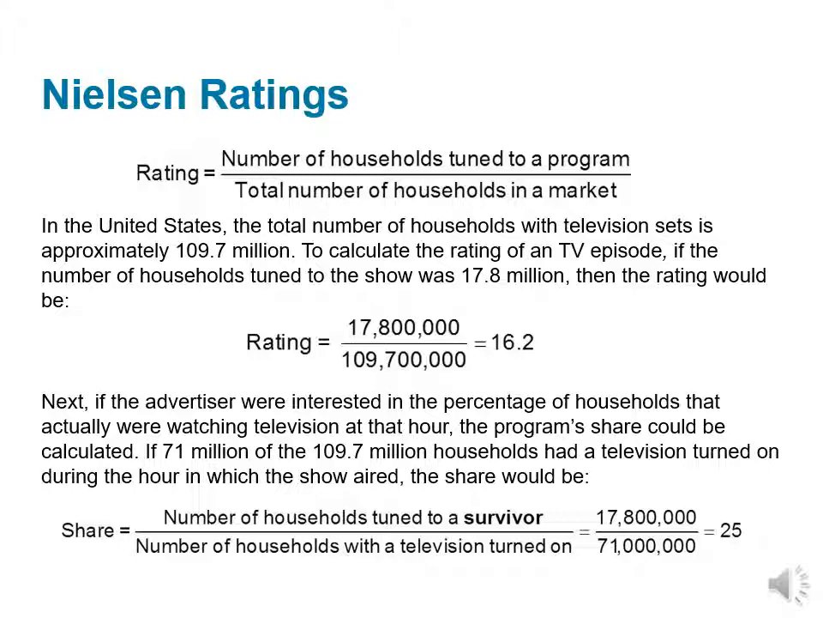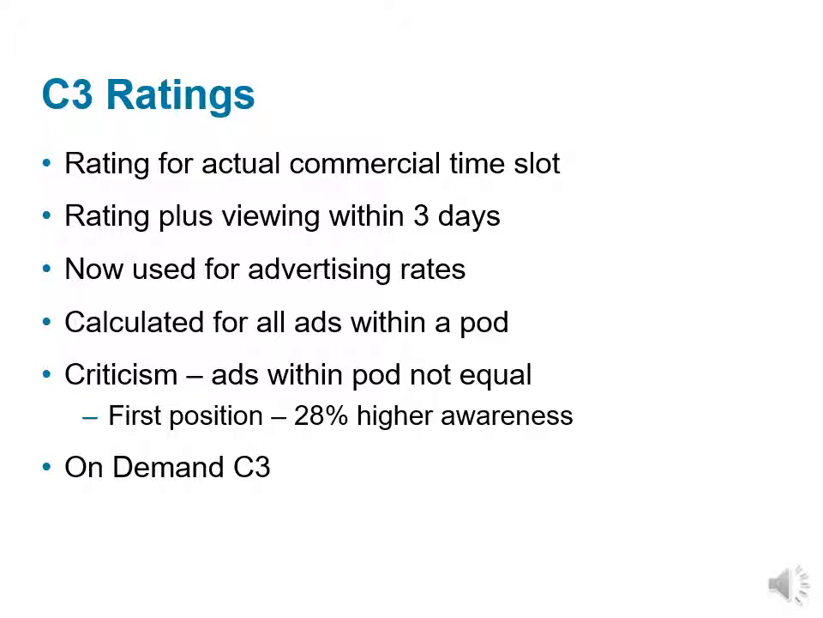The ratings are calculated by dividing the number of households watching a program by the total number of households, which in the US is now about 109.7 million. The share is the number of households watching the program divided by the number of households with a TV turned on. The commercial C3 rating is for actual commercial time plus any viewing within 3 days after the original ad runs. The C3 rating is now used to determine advertising rates.